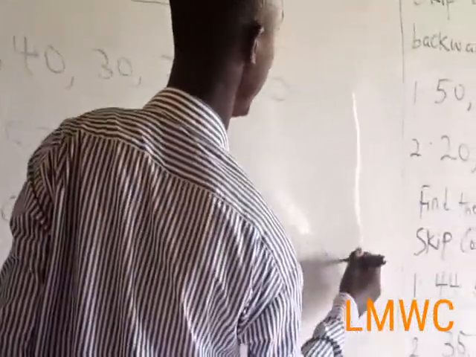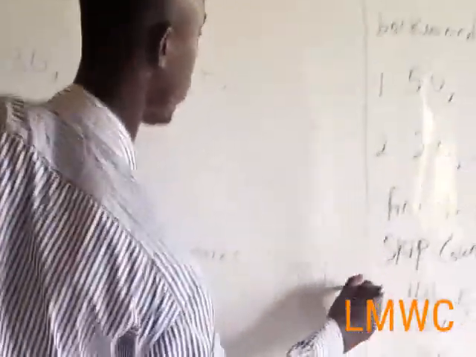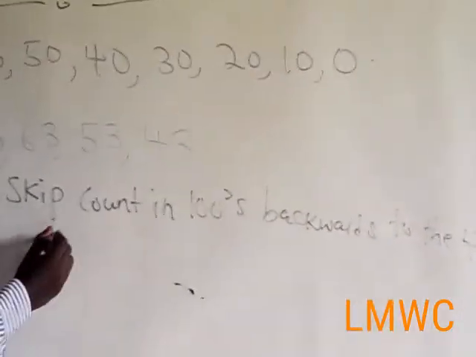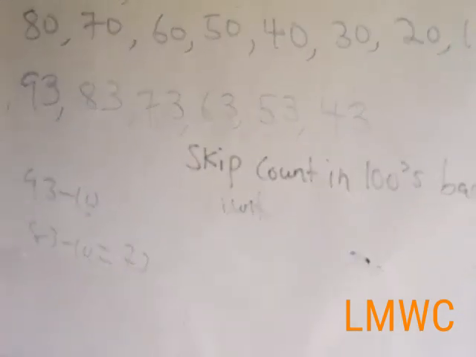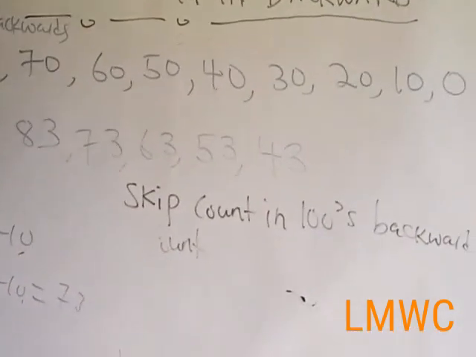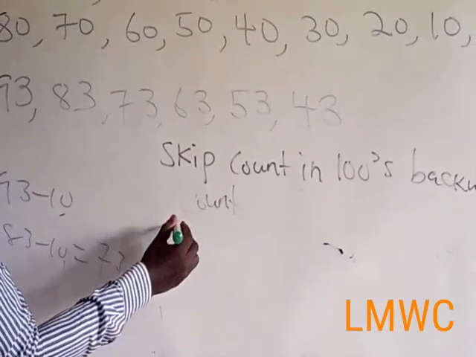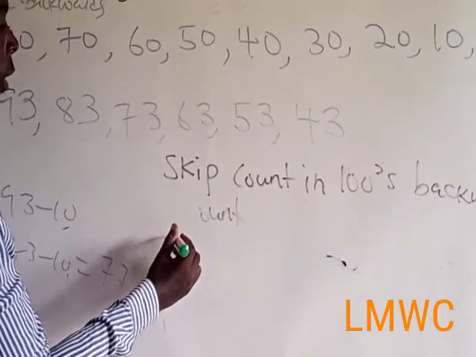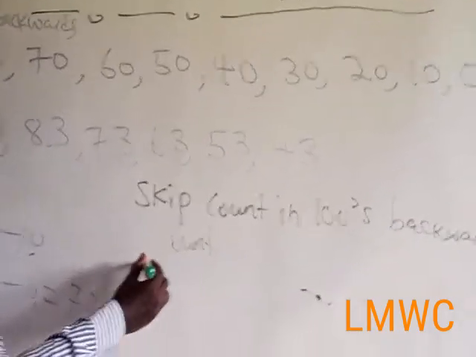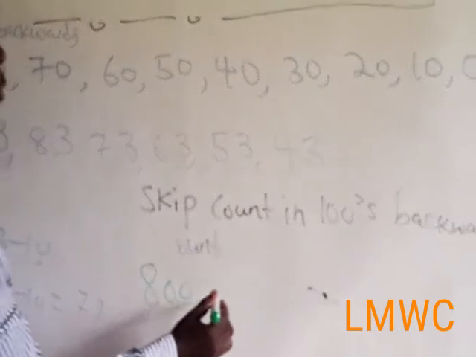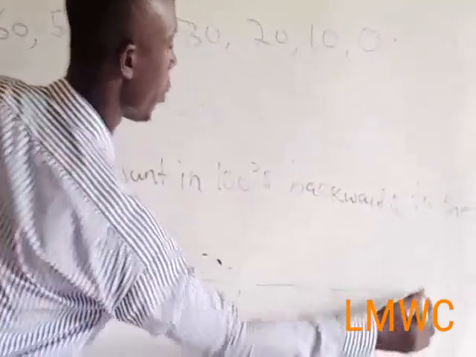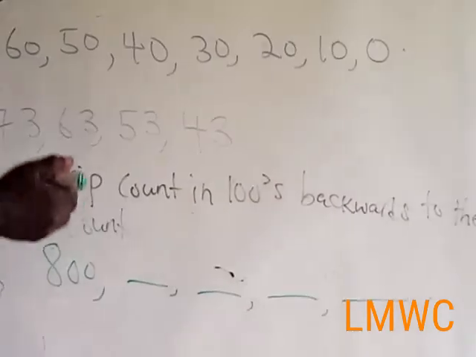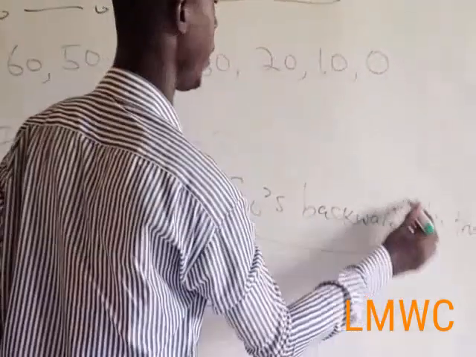So if you are asked to skip count in hundreds backward to the fourth count, this is what you do. They can give you a number like maybe 800. So fourth count, this means 4 dashes, 2, 3, 4. So skip count in hundreds backward. The keyword is hundreds backward.